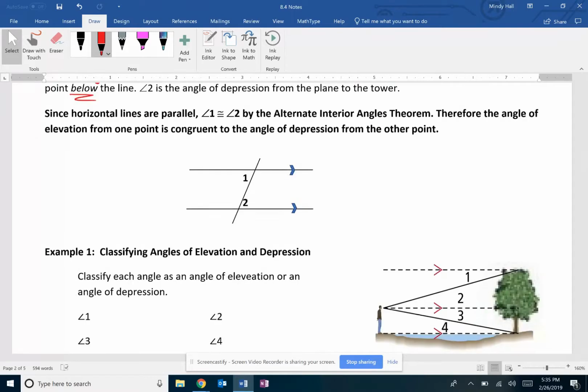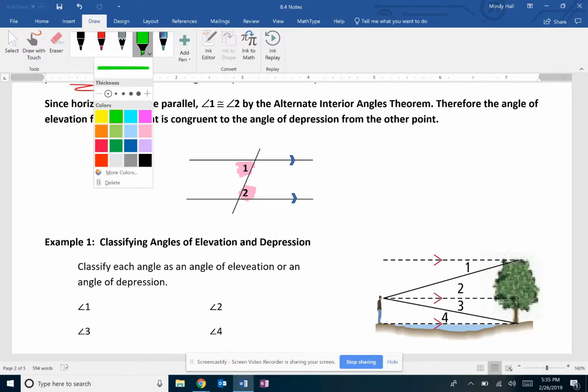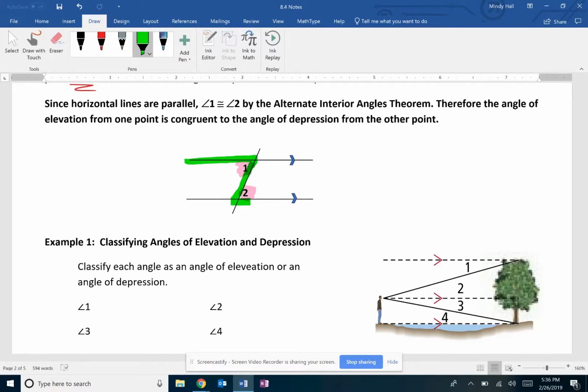So since the horizontal lines are parallel, since all horizontal lines are parallel, angle 1 and angle 2 are going to be congruent by the alternate interior angles theorem. So if you look at the picture, we have our angle 1 and our angle 2. And if you don't see that alternate interior angles, remember you're always looking for that little Z. So looking at angle 1, we have to decide is it an angle of depression or elevation. From my red horizontal line, in order to make angle 1, I would have to come down. So it is an angle of depression.